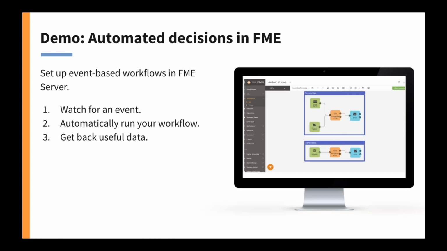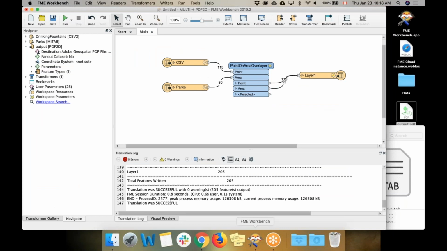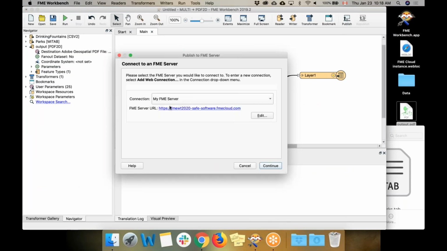So I'll quickly show you again how this looks in FME. We can set up an automation to watch some event, automatically run the workspace that we just built, and then get back useful information. So first we'll go back to Workbench here. We need to publish this workspace to FME Server. So I have this FME Server instance configured from previously. It's hosted in the cloud.